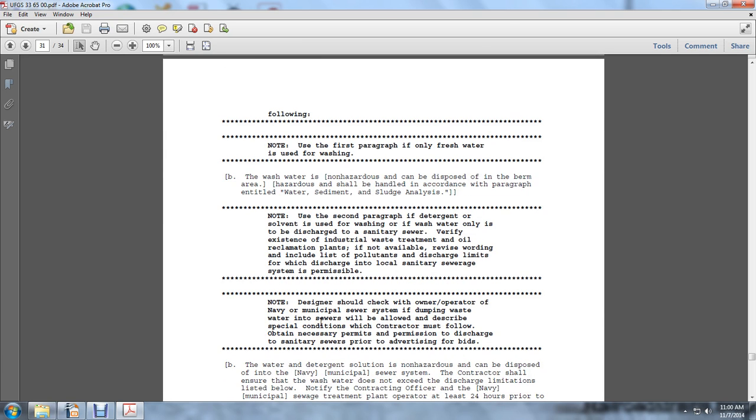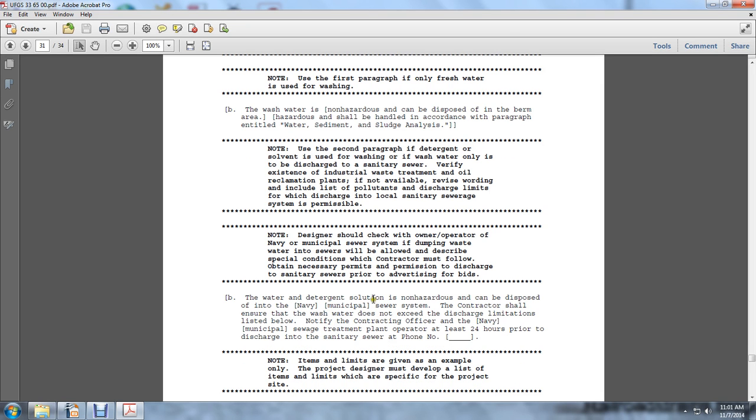Use of the second paragraph is if detergent solvent is used for the washing, or if the wash water is discharged in the sanitary sewer, verifying the existence of industrial wastewater oil contamination. If not available, revise the wording, including the pollution discrimination, eliminating discharging into the local sanitary sewage systems. The designer shall check with the owner, the operator, of the Navy municipal sewer system on dumping waste and water into sewers that will not be allowed, describing special conditions the contractor must follow, obtaining the necessary permits for permission to discharge into the sewer prior to advertising the bids.